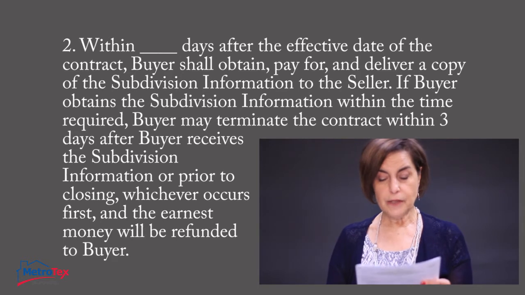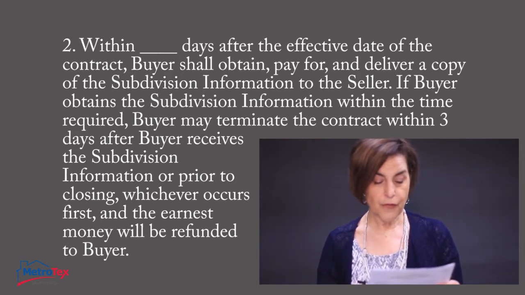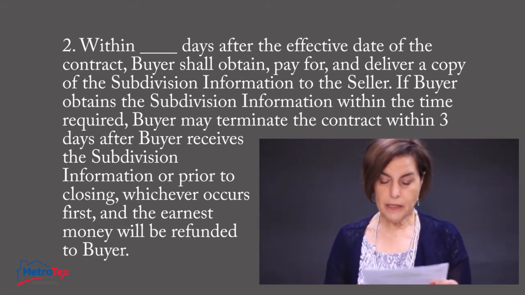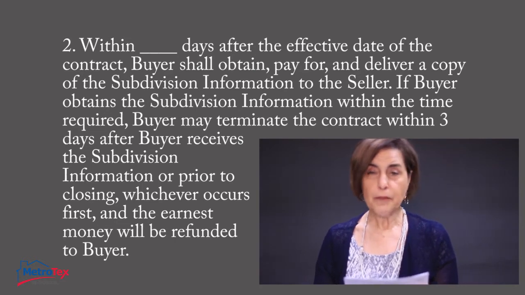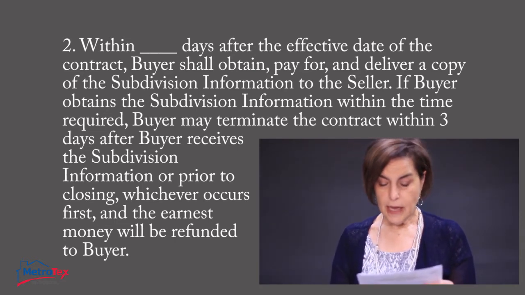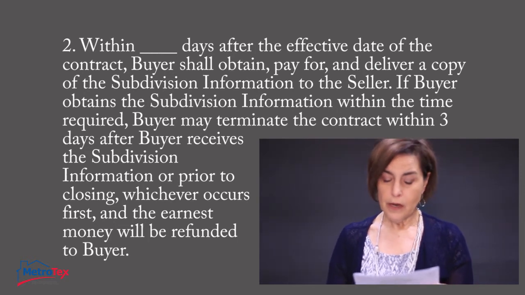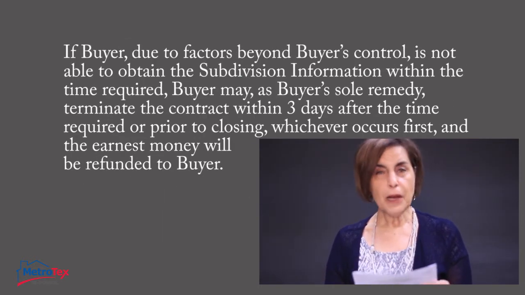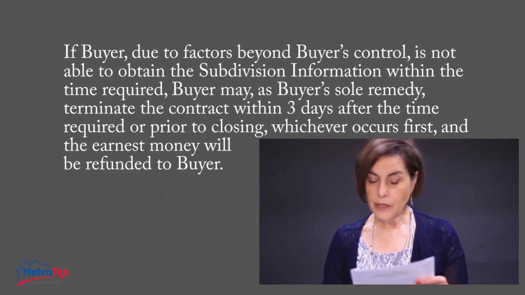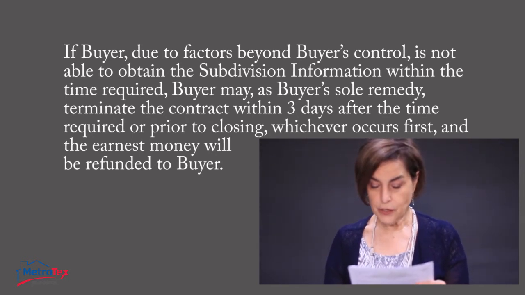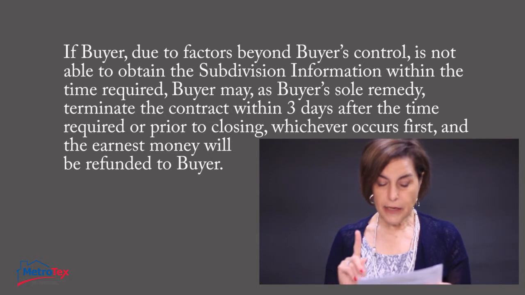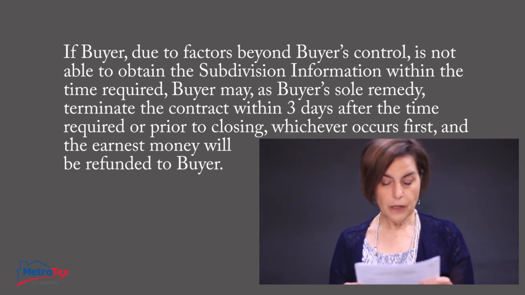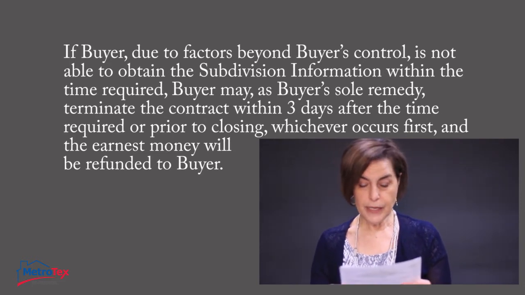2, within blank number of days of the effective date, the buyer shall obtain and pay for and deliver the copy of the subdivision information to the seller. If the buyer obtains the subdivision information within the time required, the buyer may terminate the contract within 3 days after the buyer receives the subdivision information, or prior to closing, whichever occurs first, and the earnest money will be refunded to the buyer. If the buyer, due to factors beyond buyer's control, is not able to obtain the subdivision information within the time required, buyer may, as buyer's sole remedy, terminate the contract within 3 days after the time required, or prior to closing, whichever occurs first, and the earnest money will be refunded.